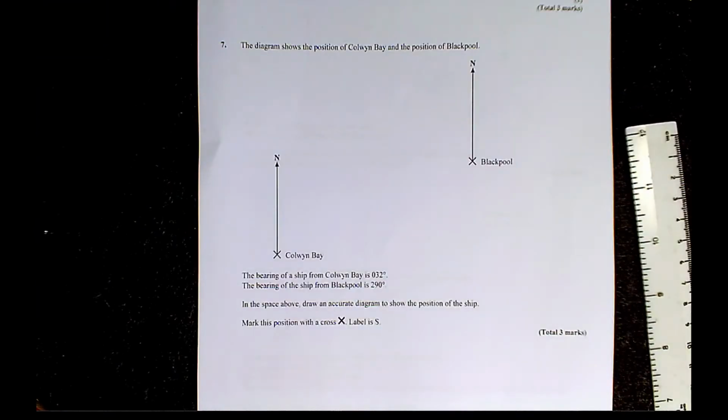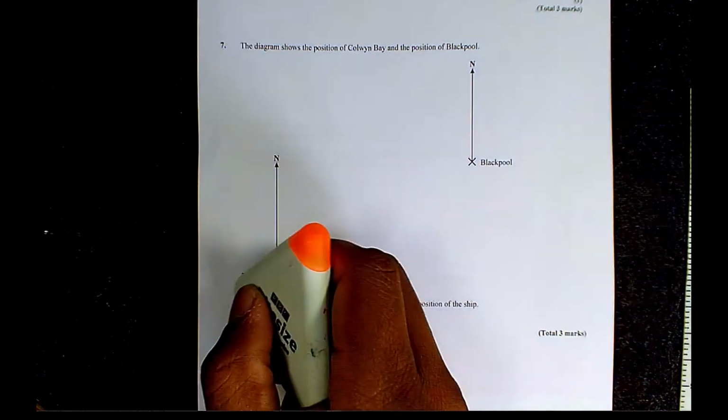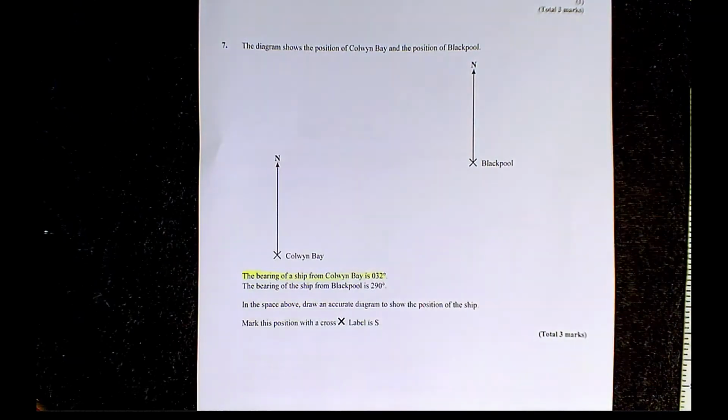And looking at question 7, it says the diagram shows the position of Colwyn Bay and the position of Blackpool. It says that the bearing of a ship from Colwyn Bay is 032 degrees and the bearing of the ship from Blackpool is 290. In the space above, draw an accurate diagram to show the position of the ship. Mark this position with an X and label it S. So the first thing we need to do is to mark the bearing of 32 degrees from Colwyn Bay.